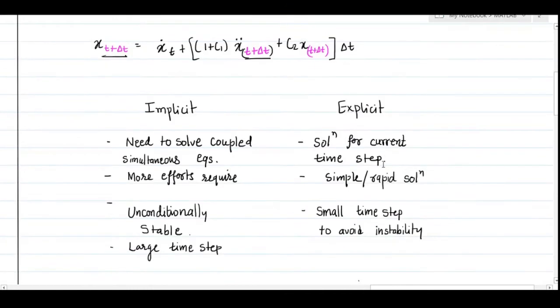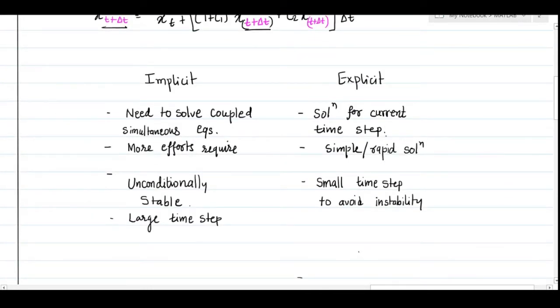So in the case of the explicit method, your solution is simple and rapid. But your solution is very sensitive with respect to the time step. You have to supply a delta t value, and if your delta t value is not sufficiently small, your solution will become unstable and you will not get the right value. An erratic solution will come. On the other hand, implicit methods are unconditionally stable. That means you can use a large time step.